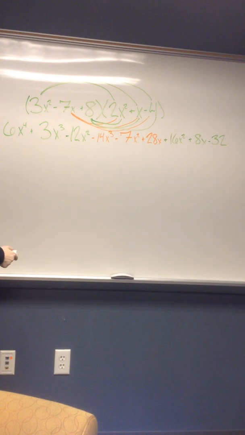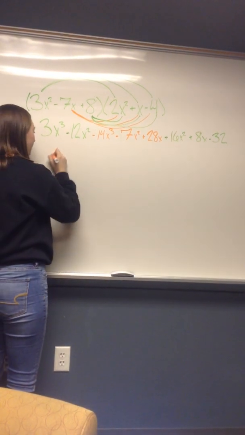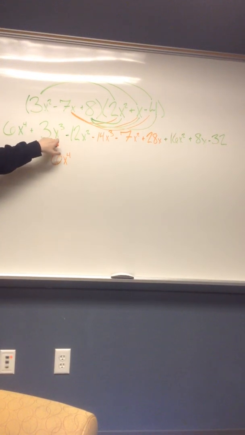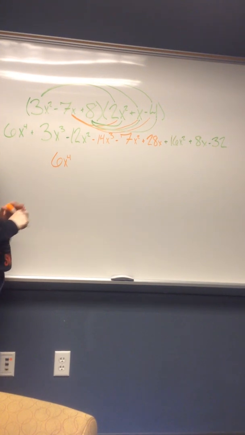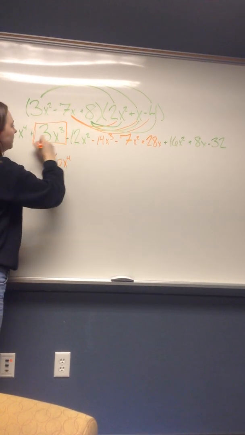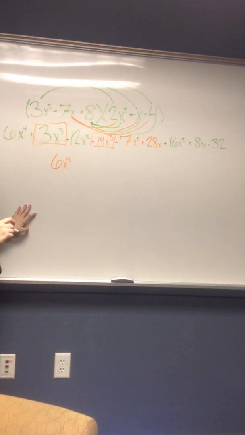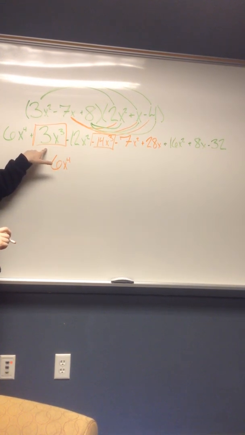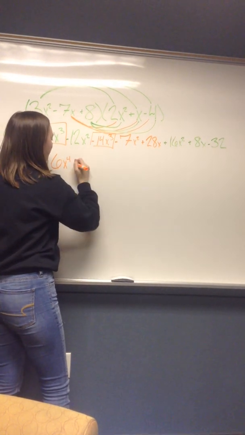Alright, so do we have any 6x to the 4th? No. Alright, so we're going to leave that all by itself. Do we have any x cubes? Yes. Alright, where do we see them? 3x cubed. Alright, and the negative 14x cubed. Okay, and that looks to be it. So we have -14x cubed plus 3x cubed, which is? Negative 11x cubed. Perfect.